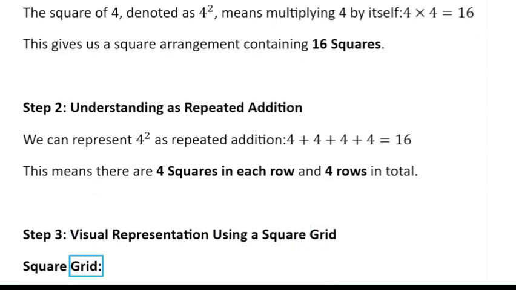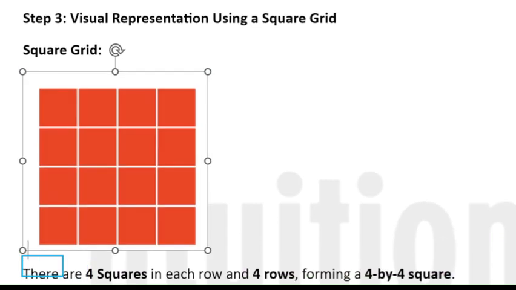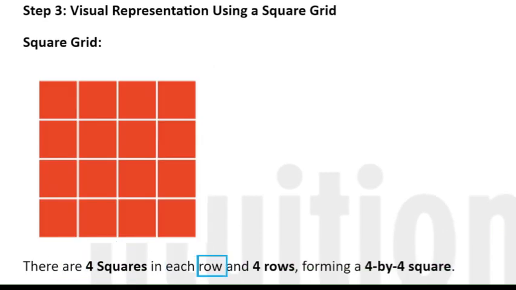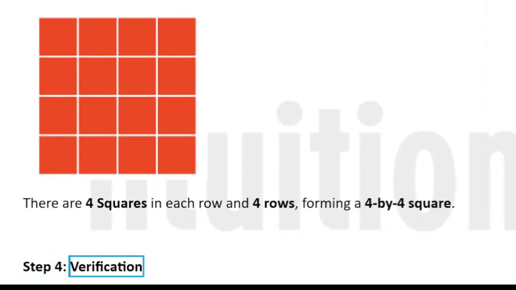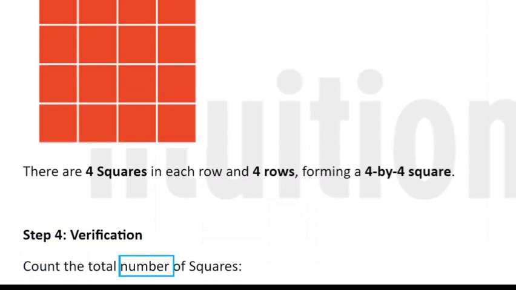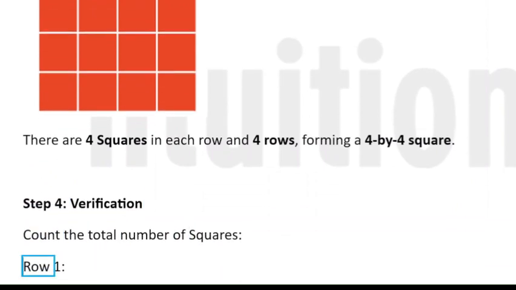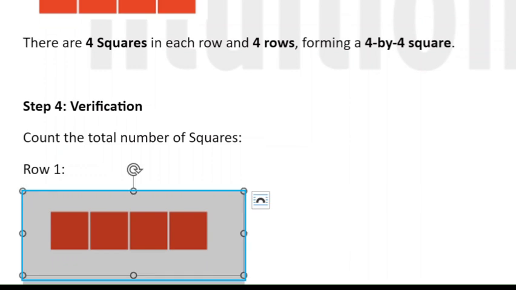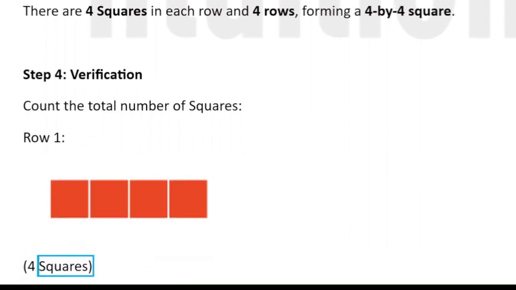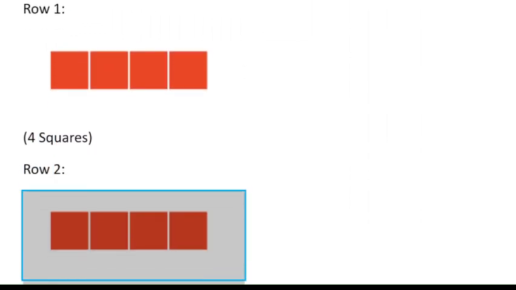Square grid. Picture 32. There are 4 squares in each row and 4 rows, forming a 4 by 4 square. Step 4. Verification. Count the total number of squares. Row 1. Picture 31. 4 squares. Row 2. Picture 30. 4 squares.